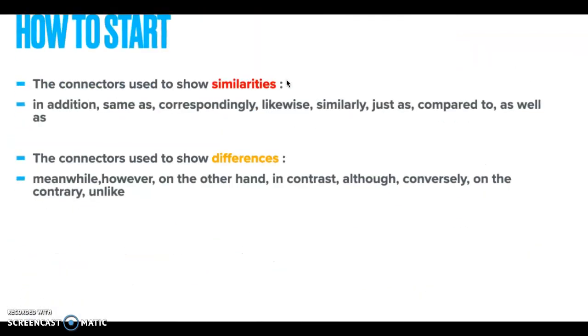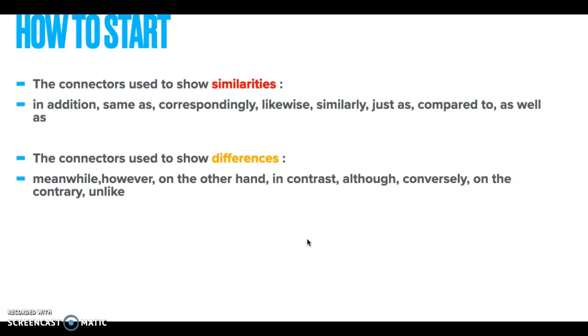Let me start by explaining to you the linkers or connectors that we can use when we are writing this type of essay, because we cannot run away from these connectors, because we will be talking in terms of similarities and differences. These are just some. There are plenty more out there, so you can just Google linkers and find many more available in websites. For example, if you want to talk about similarities, you can use words like in addition, same as, correspondingly, likewise, similarly, just as, compared to, as well as, furthermore, in addition to, and so on.